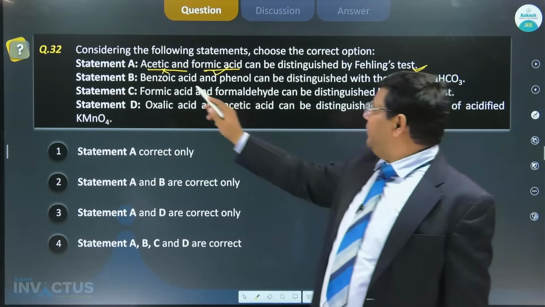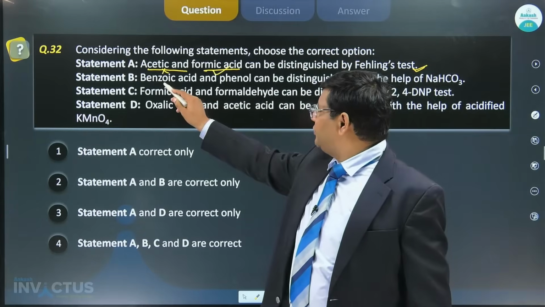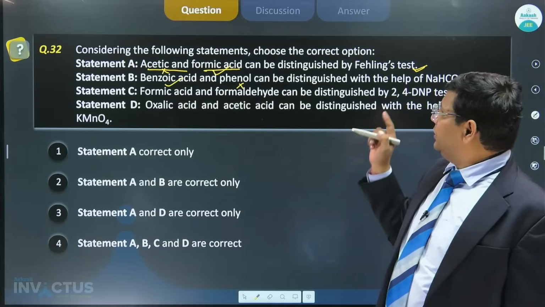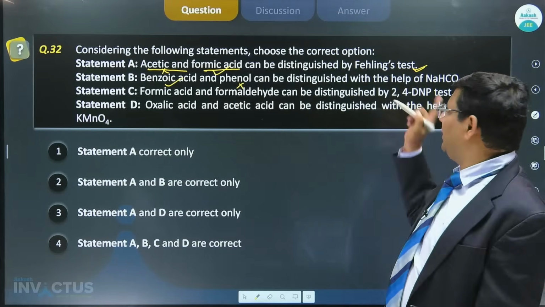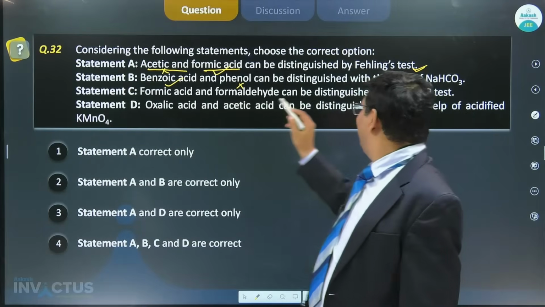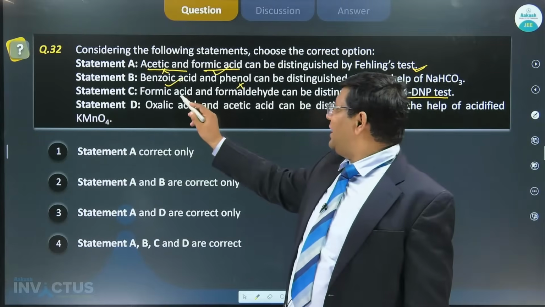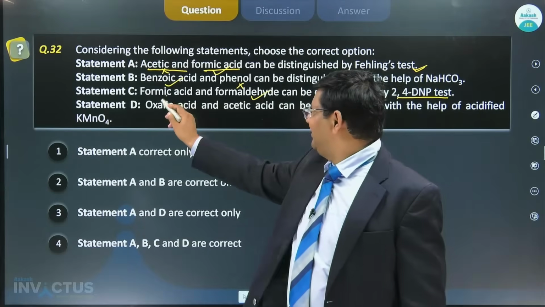Benzoic acid and phenol can be distinguished with the help of NaHCO3. Definitely benzoic acid will give the test. It will liberate CO2 because benzoic acid is more acidic than H2CO3, so it can react with bicarbonate, right? Formic acid and formaldehyde can be distinguished by 2,4-DNP. Formic acid does not react with 2,4-DNP, but the aldehyde reacts, correct?